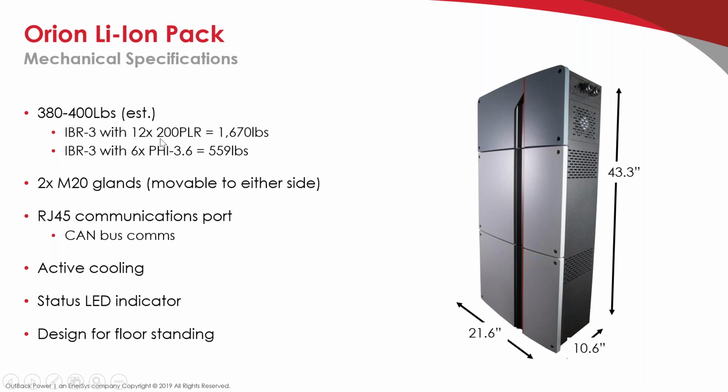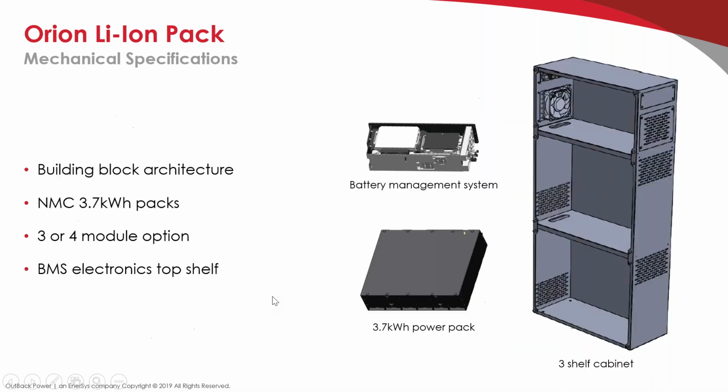Compare that to an IBR3, our 3-shelf rack with 12 200 PLR batteries: 670 pounds versus 400. Even 6 of the SimpliPhis is another 150 pounds. So the power to weight ratio is going to be very good. These little access glands can be moved to either side. It's going to have an RJ45 CAN bus, active cooling, some LED status, and it's designed for floor standing.